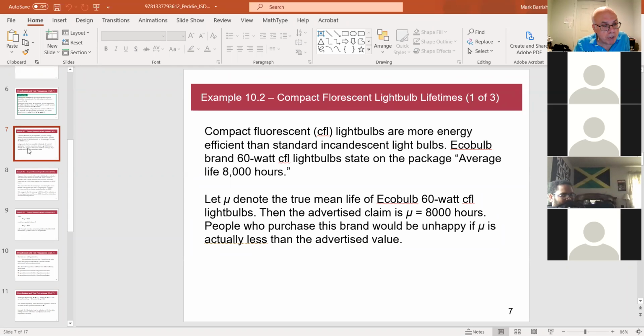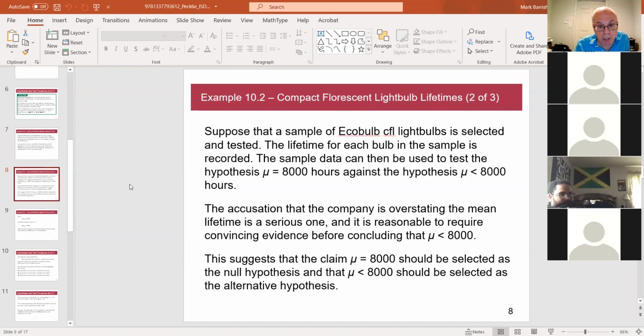So there could be some consumer group or somebody who's going to have a test to see if these light bulbs do last for 8,000 hours. And the alternative hypothesis is that the light bulb does not last for 8,000 hours. It lasts for less than 8,000 hours. You get the idea? So the null hypothesis is that it lasts for 8,000 hours. The alternative in this case is that it lasts for less than 8,000 hours, because that's what we're interested in, to see if it does.